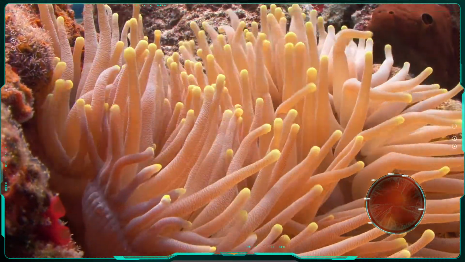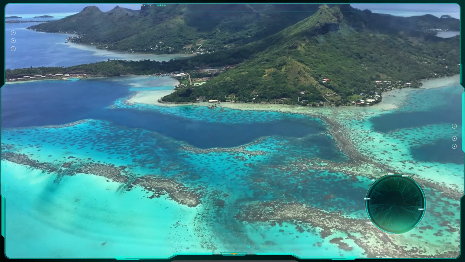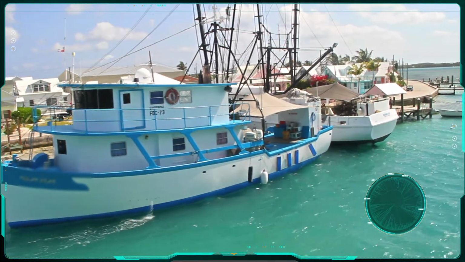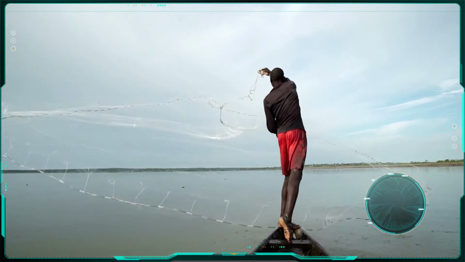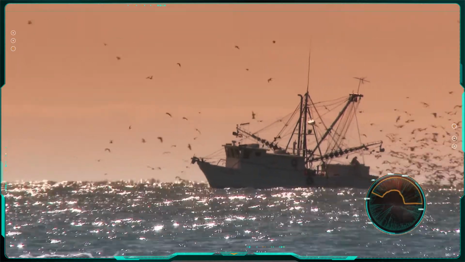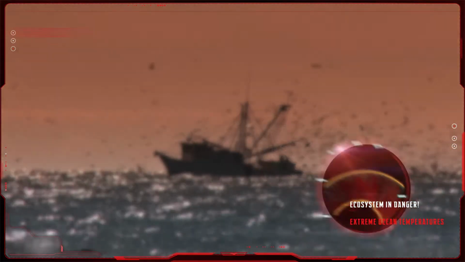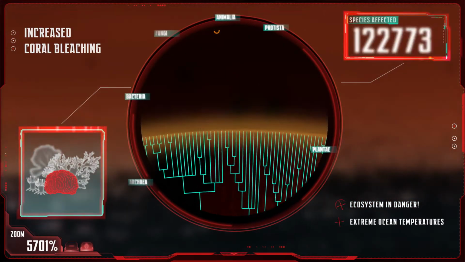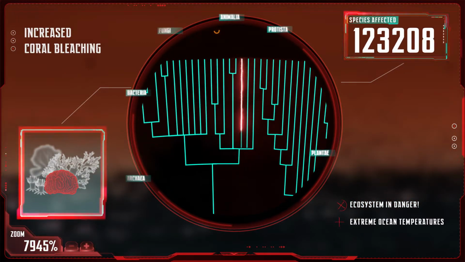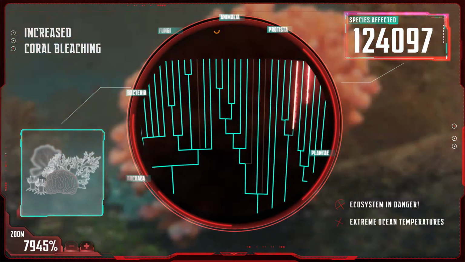Humans also benefit from the coral reefs. The reefs protect the coastlines from erosion, and the fishing industry depends on the coral reef's health and longevity. This type of human dependence on nature is called an ecosystem service. All of this can be displayed by the tree. What's happening? Oh, coral bleaching. I've heard about this.